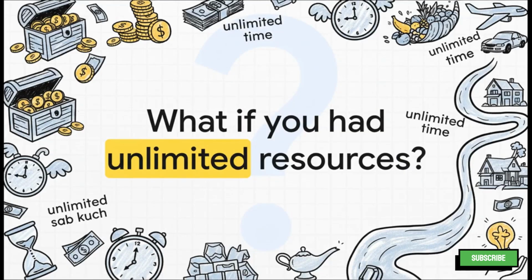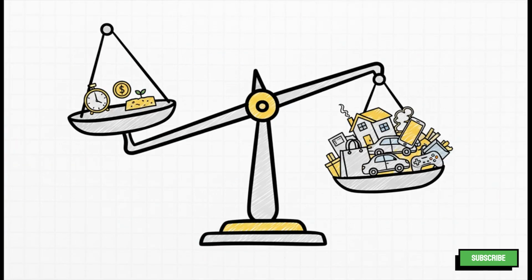So to really get what economics is all about, let's try a little thought experiment. Just imagine for a second. What if you had unlimited money, unlimited time, unlimited everything? Would you ever really need to make a choice? Probably not, right? You could just have whatever you want, whenever you wanted it. But of course, that's not the real world, is it?